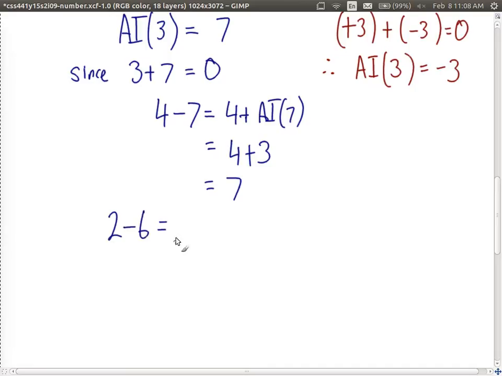Two minus six. Find the answer. 2 plus the additive inverse of 6. 6 plus 4 equals 0. So it becomes 2 plus 4 equals 6.